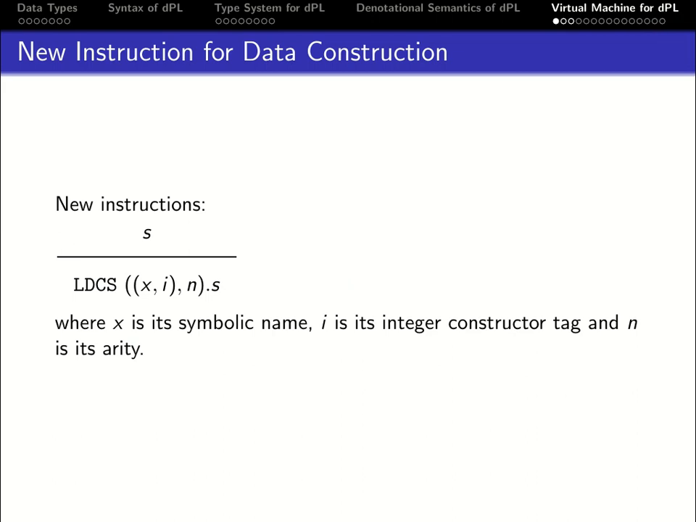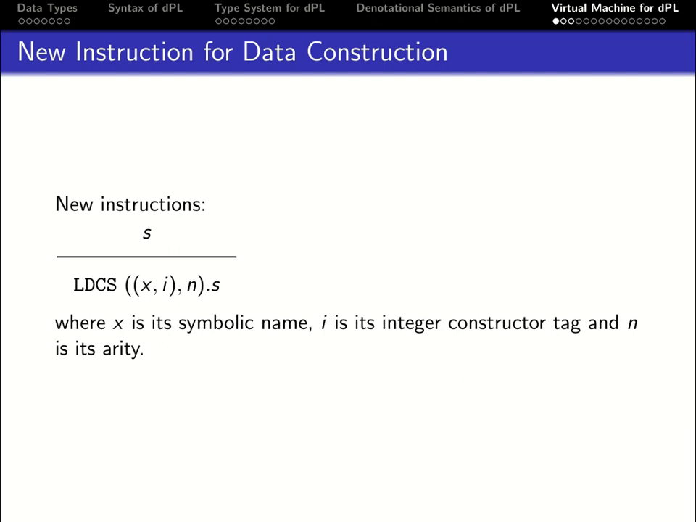The first one is load constructor symbol. It has 3 arguments here. Actually, the first one is optional, and we're going to see examples where we don't use it, and I'm going to try to explain a little bit later why it is not important. So the X, which is the symbolic name, we add it here so that it's clearer what we are translating, but we can throw it away. It's not really useful to the execution of the program.